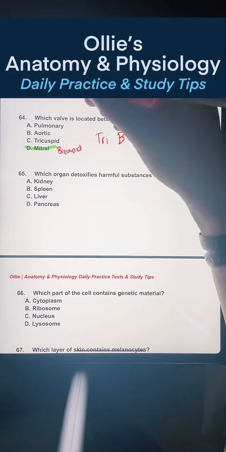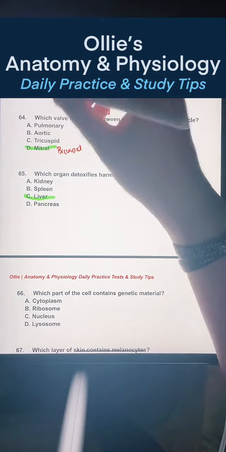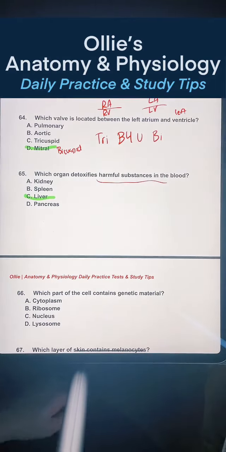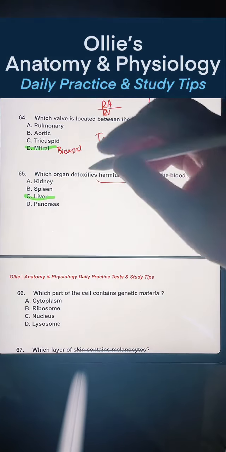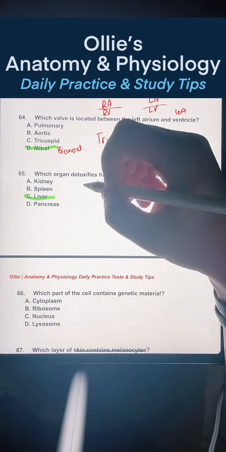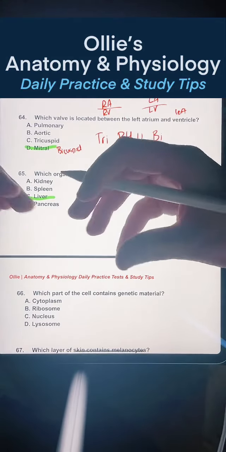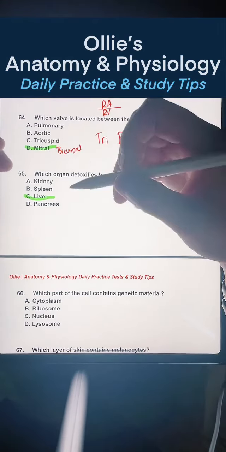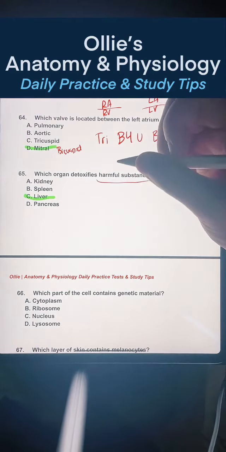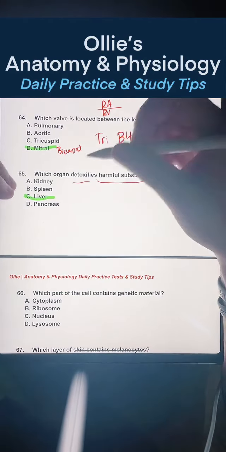The answer is C. It is liver. The liver is going to detoxify harmful substances in the blood. The kidney is going to filter waste, but chemically it does not detoxify blood. The spleen is going to recycle and break down old red blood cells, and the pancreas is for regulating blood sugar. So not detoxification, but blood sugar.